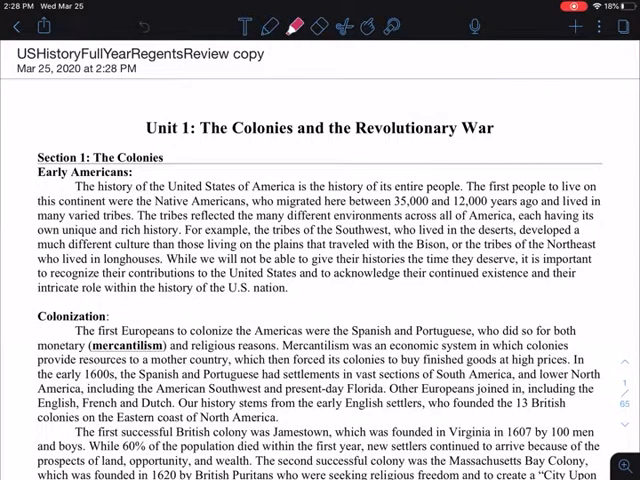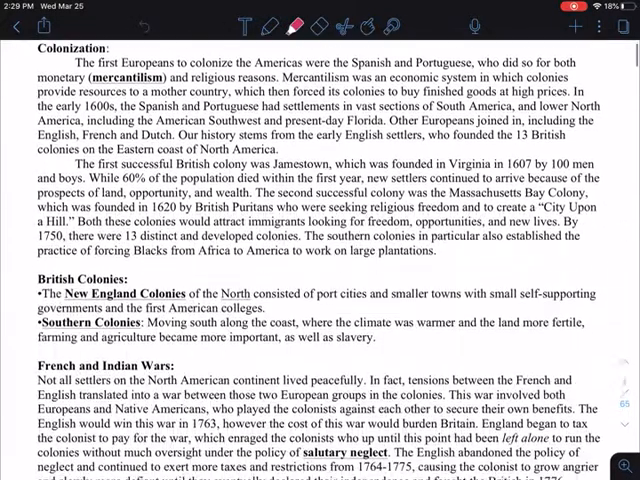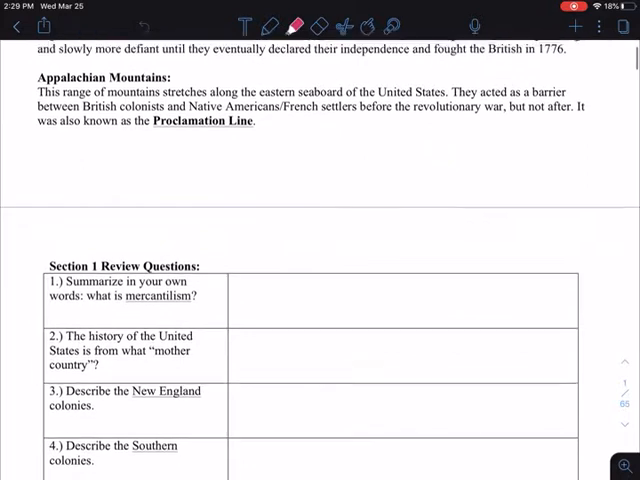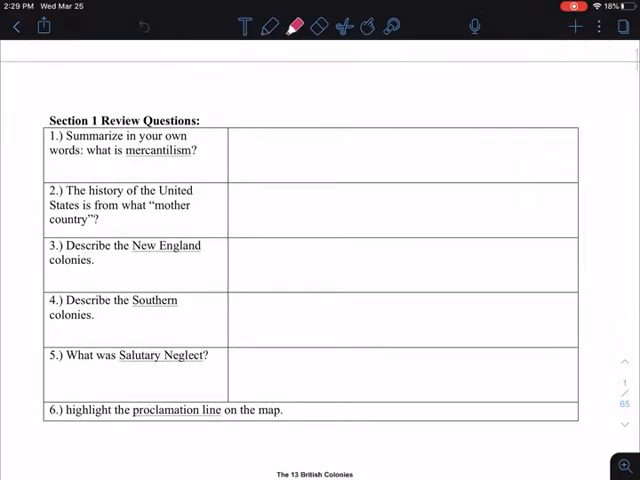Okay, so let's take a look at Unit 1, the colonies and the Revolutionary War. I am not going to read this whole thing to you. I think you are very capable of doing that, but what I am going to do is run through these questions with you the best we can. So, your first question, what is mercantilism?